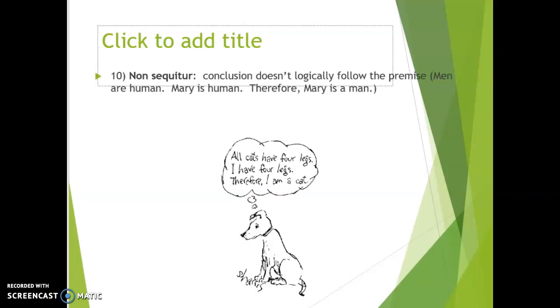A 10th type of logical fallacy is called Non Sequitur. That's where we have a deductive argument, but there's a problem in one of the pieces. Like, men are human, Mary is human, therefore Mary is a man. We've got a breakdown in the logic here. Mary is human is not a specific enough example. You can see that this argument just is not working. Mary could be a man, but she could be a woman. She could be a dog. We just don't know. Non sequitur is when there's a problem with a deductive argument.